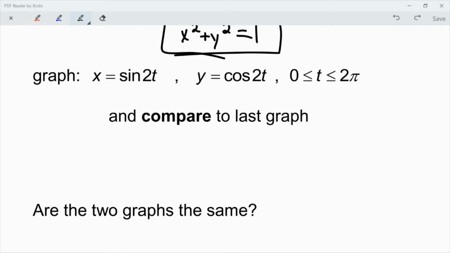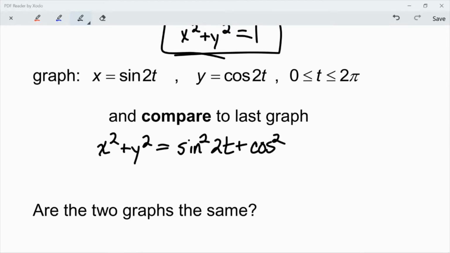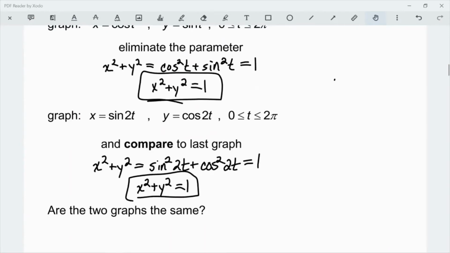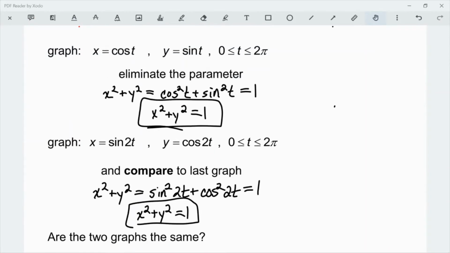And to do that, I can just do x squared plus y squared. That would be equal to sine squared 2t plus cosine squared 2t. And that's equal to 1, which means x squared plus y squared is equal to 1. So exact same equation, right? If I only look at the end result, you would say, oh, these are exactly the same thing. There's no difference. But the reality is these are very different.